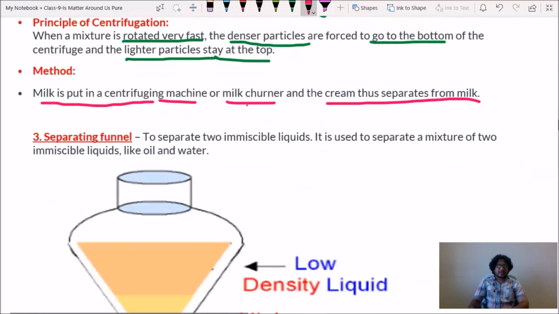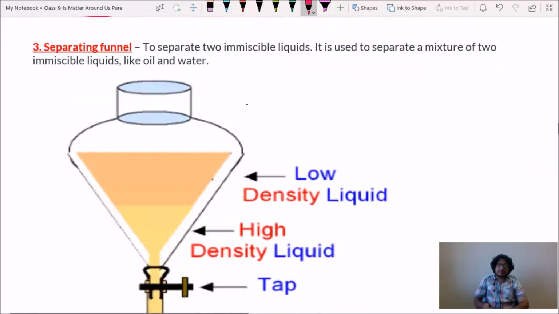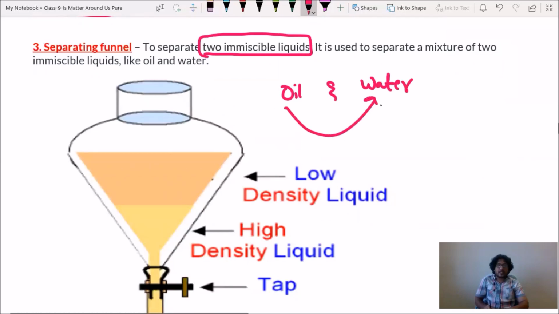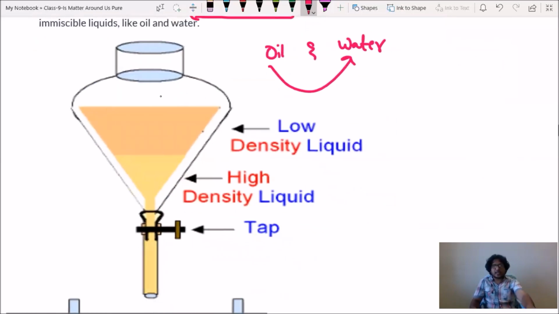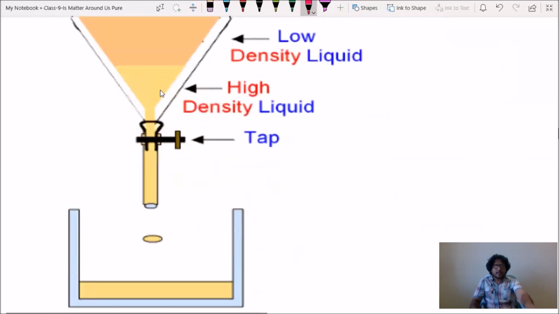Well, coming to another technique, the separating funnel. It is quite simple and easy to understand. It is used to separate two immiscible liquids. Here we are taking two liquids which do not mix, immiscible liquids like oil and water. If you take oil and water, they will not mix, and oil cannot be mixed with water. So if you take this apparatus and pour, you can observe this diagram.